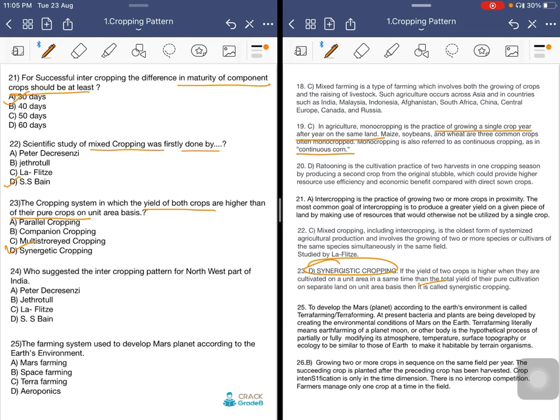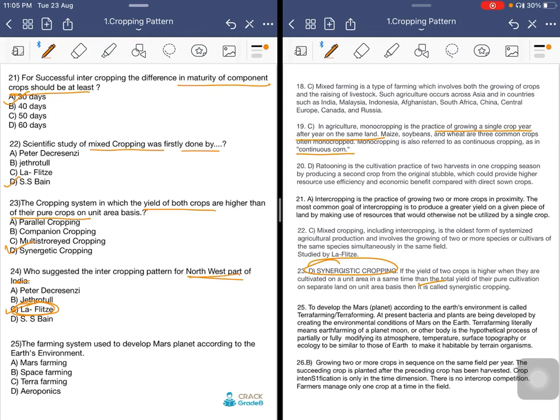Who suggested the intercropping pattern of the northwestern part of India? The answer is La Flitz. La Flitz was the first person who introduced the concept of cropping pattern in the northwestern part of India.